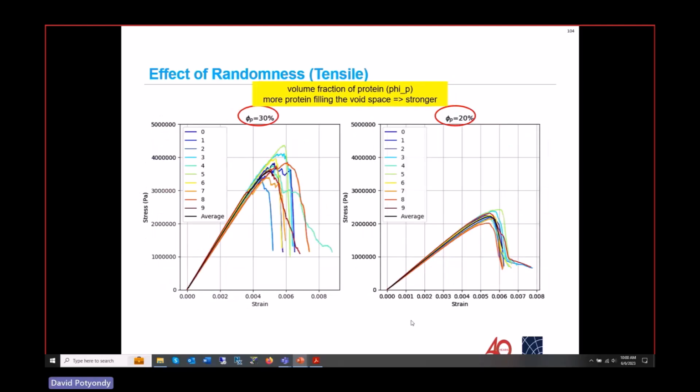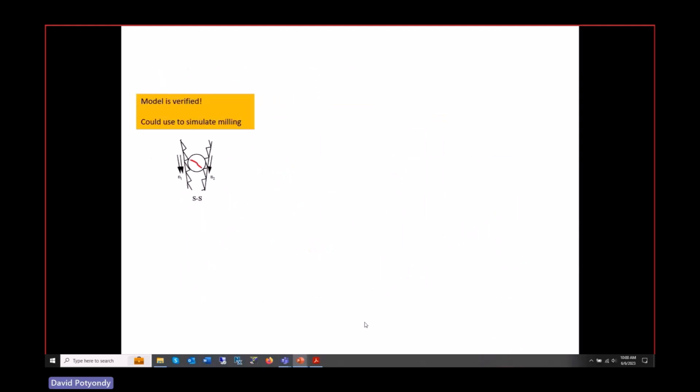So that's interesting. We do the same thing for tensile strengths. There's again a variation of tensile strengths. The less protein, the lower the strengths. And that's all I'm going to say. We were able to show that we could match the hard and the soft wheat by simply changing the volume fraction of protein, which is our understanding of the actual physical mechanism of why those curves look different.